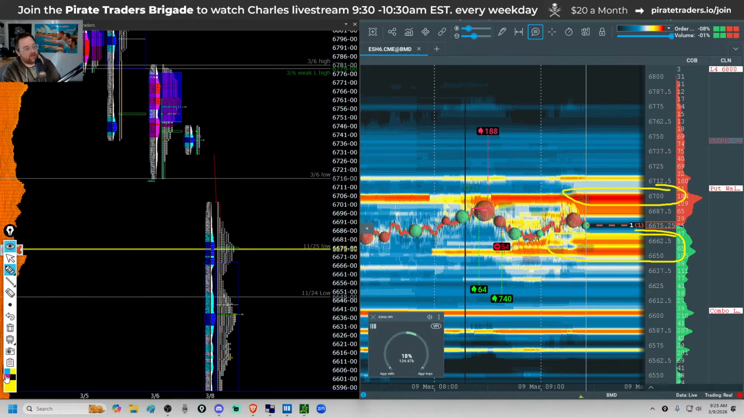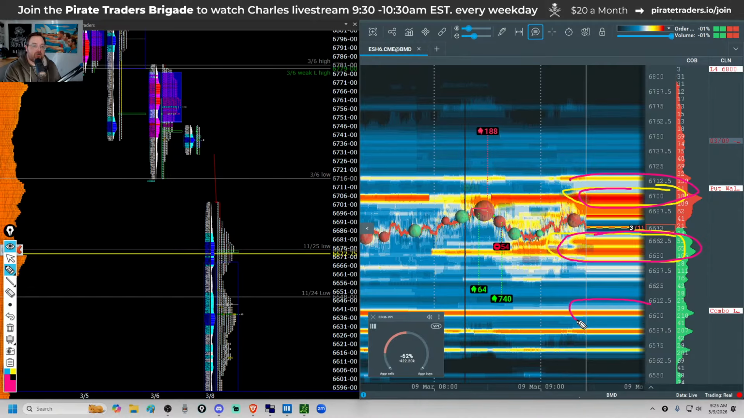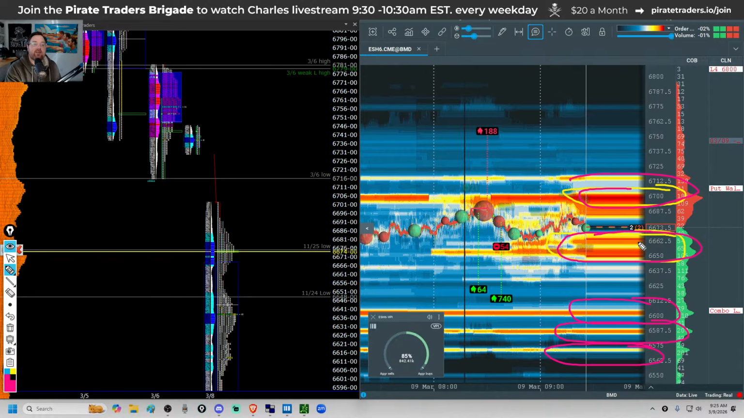Let me change my colors so you can see that better. There we go. Got that large node in there. Then we got these large nodes down here, 6,600, 65.87, and then a little bit lower here, just below 65.75. Okay. Now, none of these levels really matter to me as support or resistance levels or something like that. But once that opening bell rings, how these levels change will be very important to see.